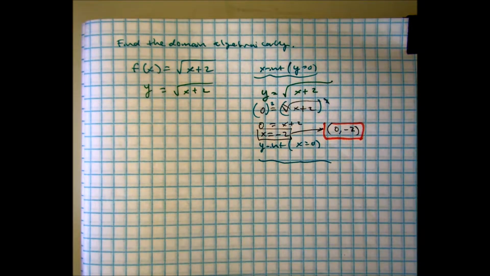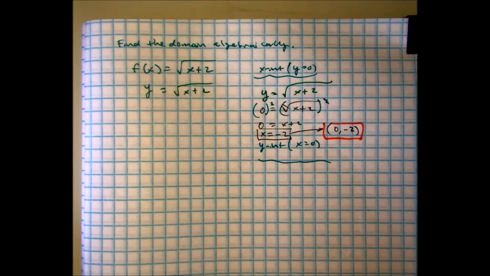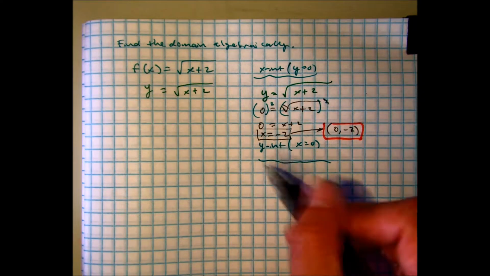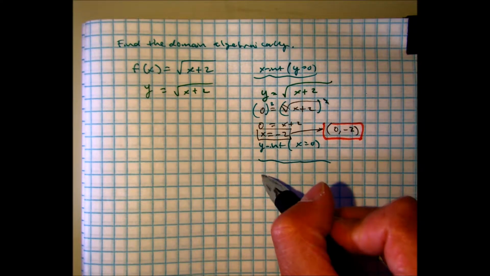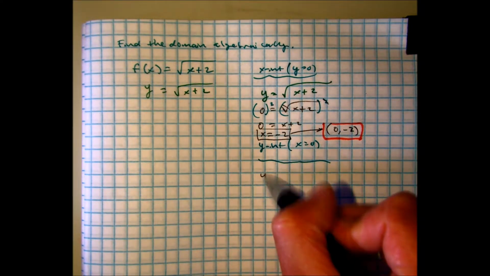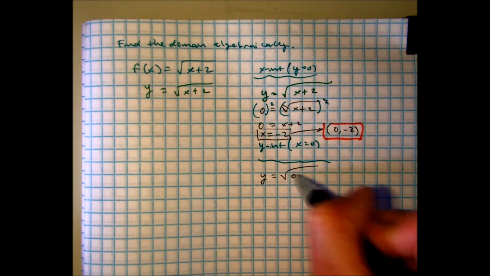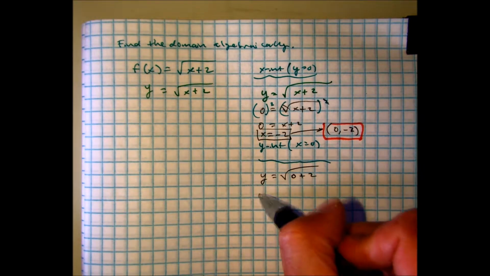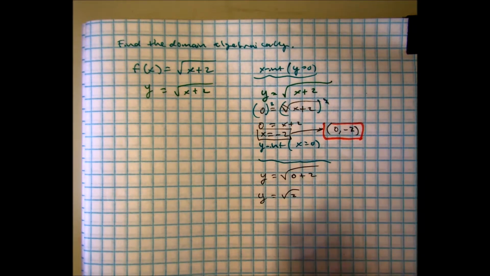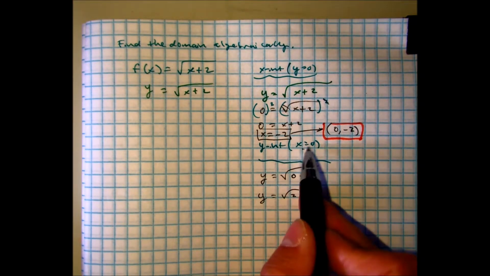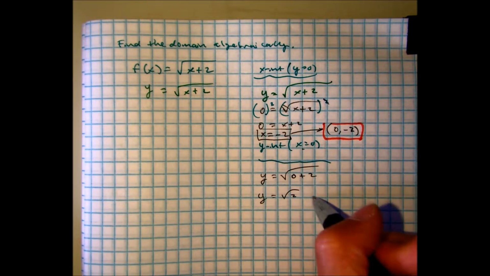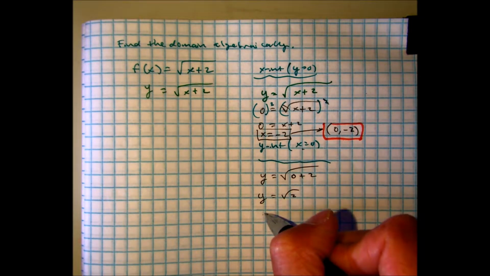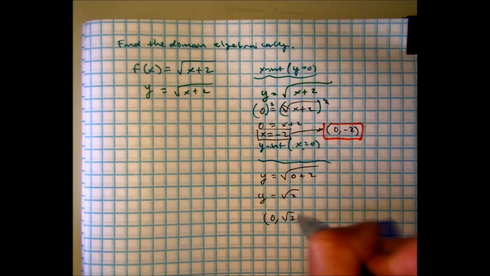Tell us how to find the y-intercept. Enoch? Make x 0. 0 plus 2? If our x is equal to 0, y is radical 2, so my ordered pair is 0, radical 2.